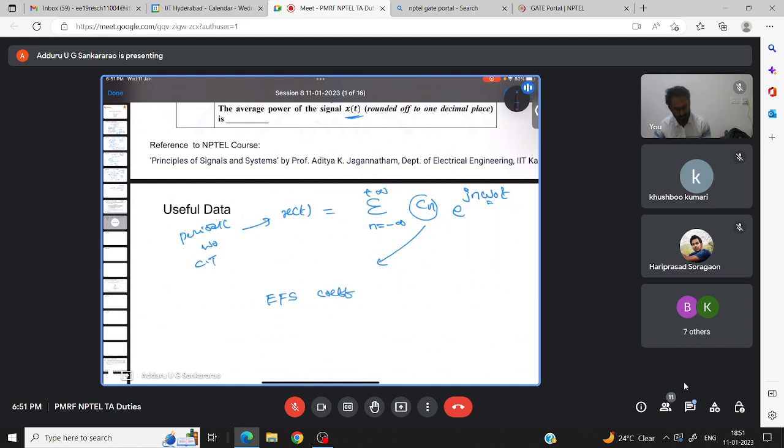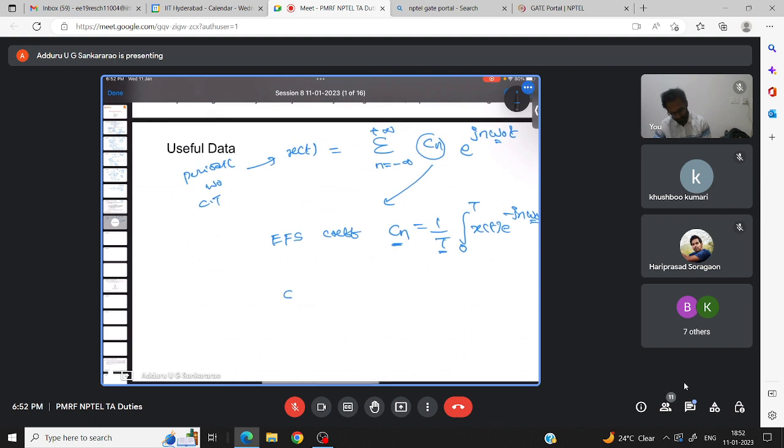This is given by c n equal to 1 by T integral 0 to T x of t e power minus j n omega naught t. Here T is the time period, omega naught is the fundamental frequency, and c n is the exponential Fourier series coefficient. And c naught is nothing but when n equal to 0, then you're getting 1 by T integral 0 to T x of t, since e power 0 is 1. The area under this is nothing but the average value, you know, right? Average value or DC component present in the signal.